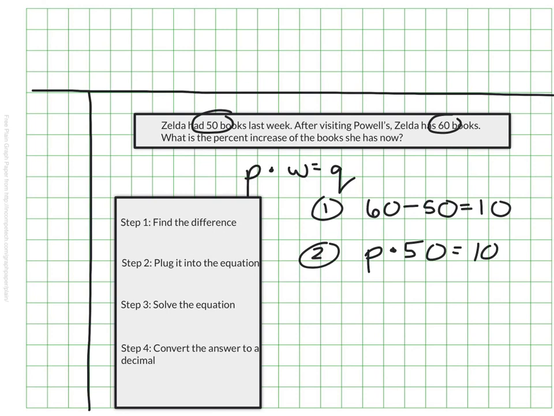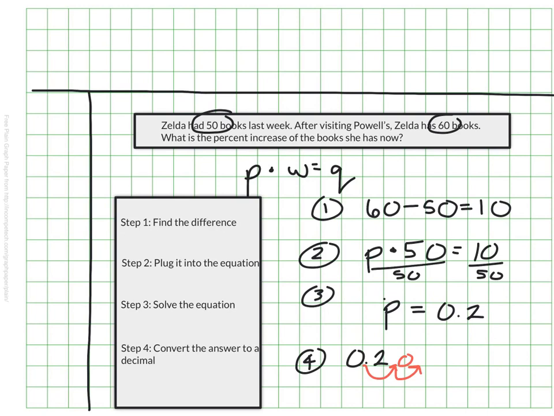So we plug that in, which leads us to step 3 to solve. So we're going to divide both sides by 50, like we've done many times before. And if I divide 10 by 50, I get 2/10. And my answer here, right, is 2/10, but I want to turn this into a percent. So I'm going to multiply by 100 or move the decimal twice, once, twice, and add that placeholder. There is a 20% increase. She has 20% more books now than she had last week.